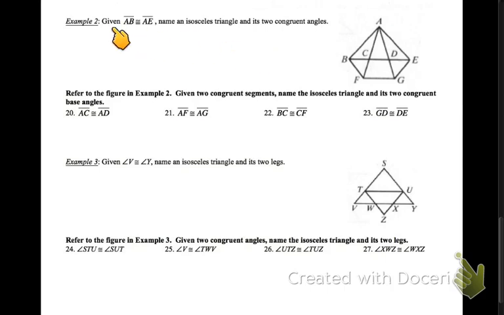Isosceles. So this type of question here: given these congruent segments, name an isosceles triangle and then its two congruent angles. Given that these two are the two legs of an isosceles triangle, so there are these segments here, AB and AE. Those are the congruent legs. So therefore, that's the triangle ABE. A is the vertex, okay? A, B, E, A is the vertex. The two congruent sides are going to meet at the vertex. So it's going to be AB and AE.